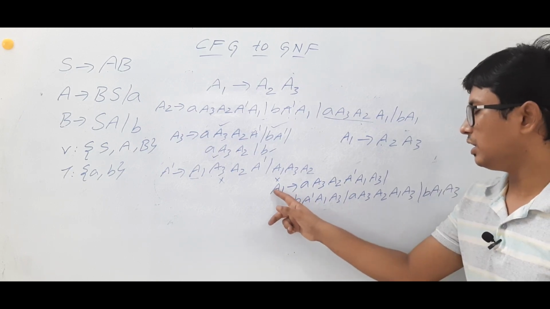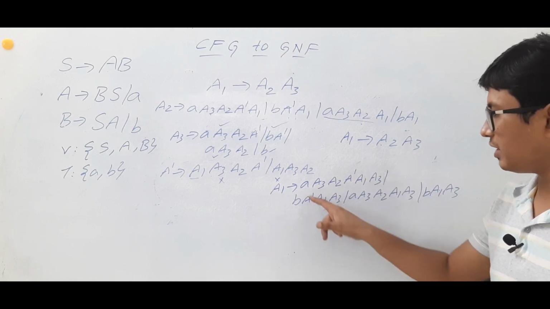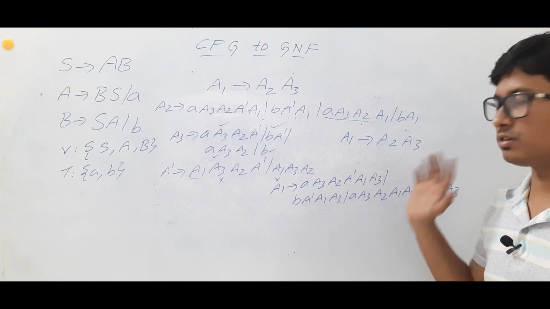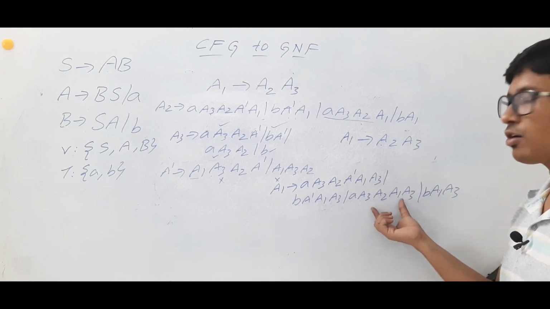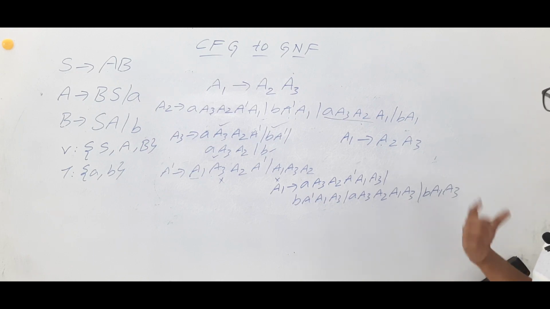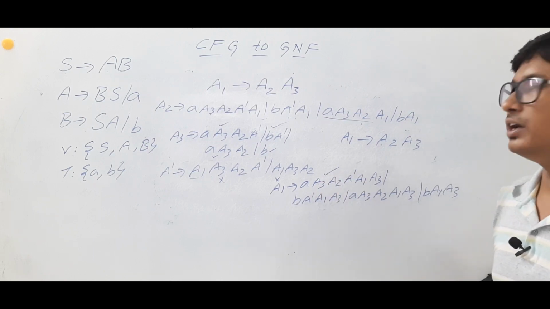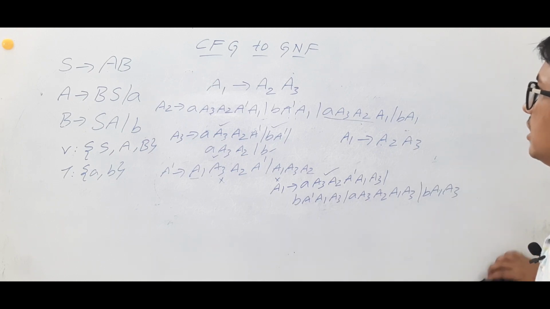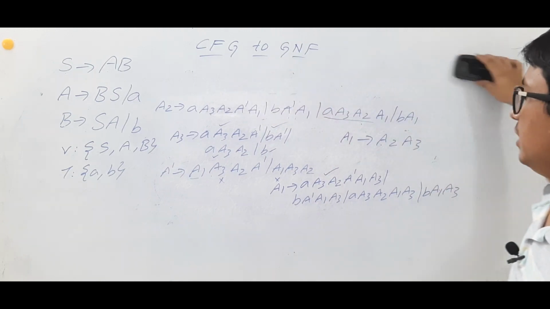Now you see, A1 is able to determine these four productions. Now it is in the GNF. Yes, a terminal and a combination of variables. So I can say that all the productions of A1 are in the GNF. So write all the productions of A1.